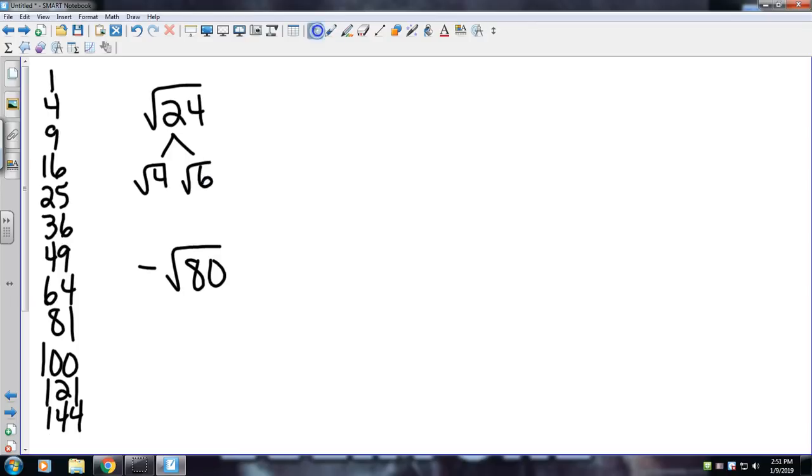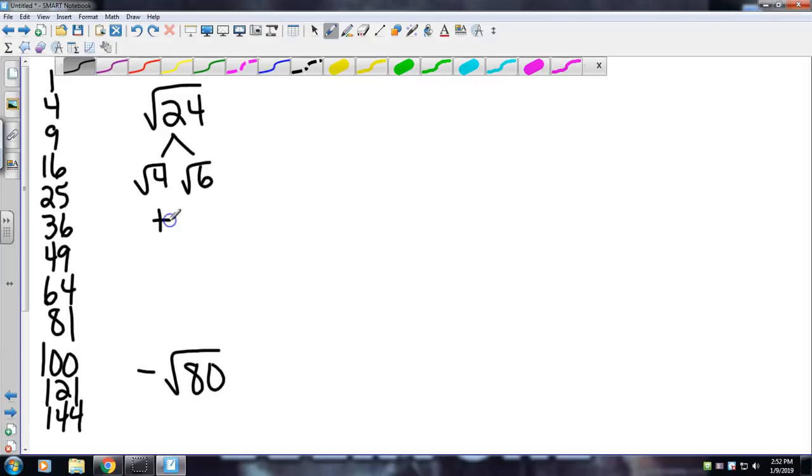I'm going to move this over. I didn't do a very good job there of spacing those out. You know what? I could have done something even better. I can do this. That makes more sense. Okay, so radical 4 is plus or minus 2. And there's nothing we can do with radical 6. So my answer is plus or minus 2 radical 6. Now let's look at our radical 80.